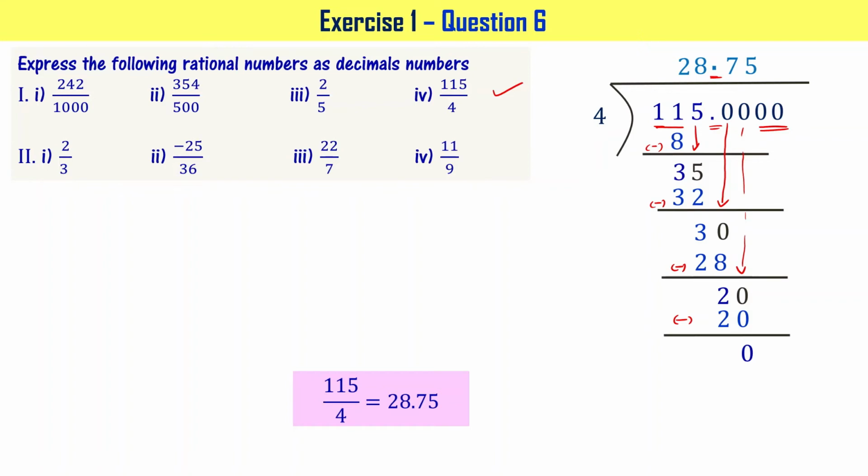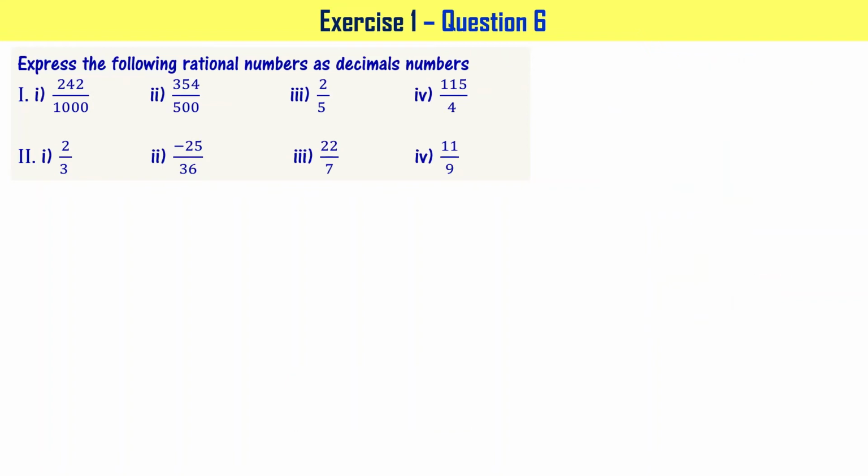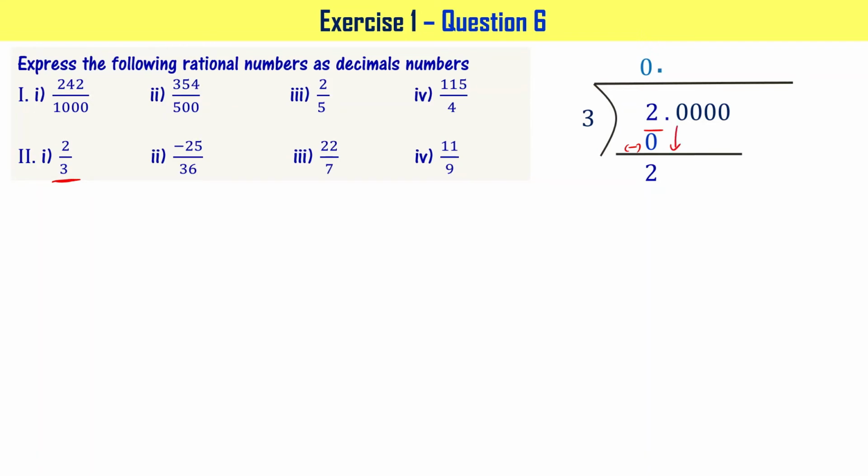right? Now let's look at the second part. We want to express 2 by 3 as a decimal number, right? So let me write 2.0000 and so on, and 3 as shown here. 2 is smaller than 3, right? That's why let me say 0 times 3 is 0. When you subtract, you have 2 as the answer, right? Now the dot has to appear in the quotient. Now I can bring this 0 down so that it becomes 20. 6 times 3 is 18, right? Let me subtract. When you subtract, you have 2 as the answer.